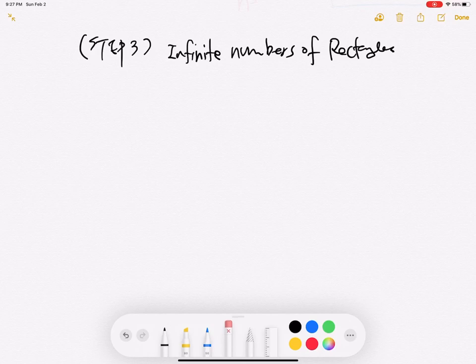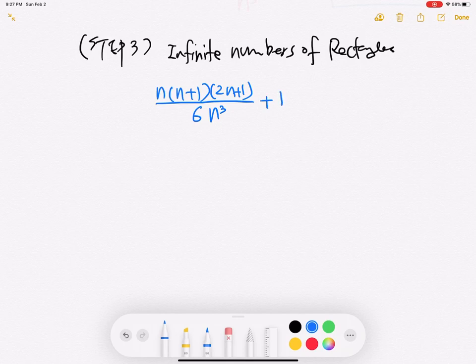Okay, we just found the area of n rectangles, right? What was that? The n rectangles area was n times n plus 1 times 2n plus 1 over 6n cubed plus 1. And now I'm going to use this to find the area of an infinite number of rectangles. How? We use the limit concept in RRAM. For RRAM, it's exactly the same thing. Just take a limit as n approaches infinity. That exactly represents the n rectangles area, right?